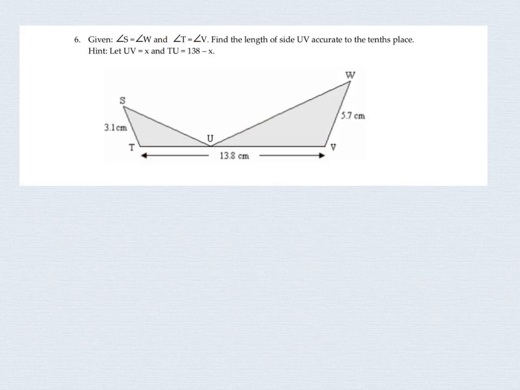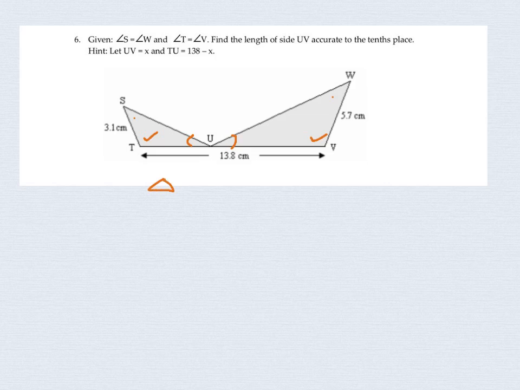Angle S is equal to angle W. We'll put some marks in there to show they're equal. Angle T is equal to angle V. We'll mark those as equal. Oh, look at that. We now have enough information to prove these triangles are similar because we have two equal angles. Therefore, this angle and that angle must be equal because if two angles are equal, the third's equal. Now we have similar triangles.